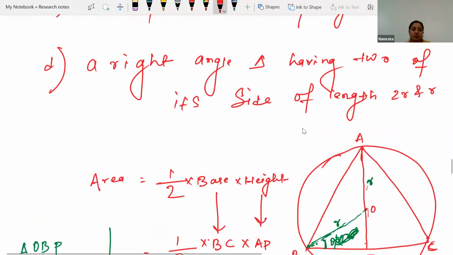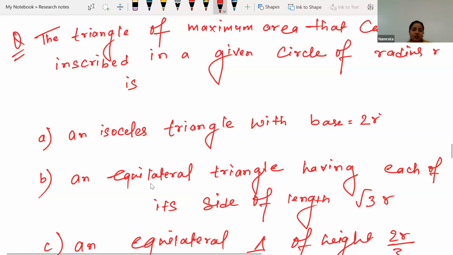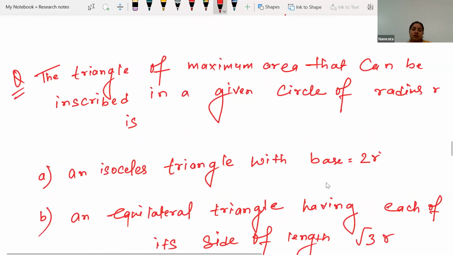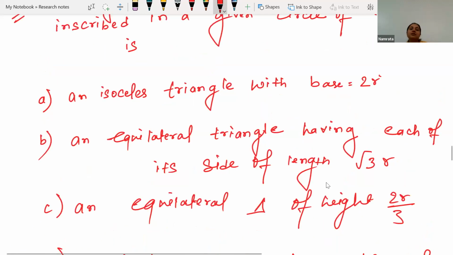This is the maximum area we have got. Options are an isosceles triangle, equilateral triangle. Okay. So area is not given in the option. We have to check whether the triangle we are having is an isosceles triangle, equilateral triangle, or what.